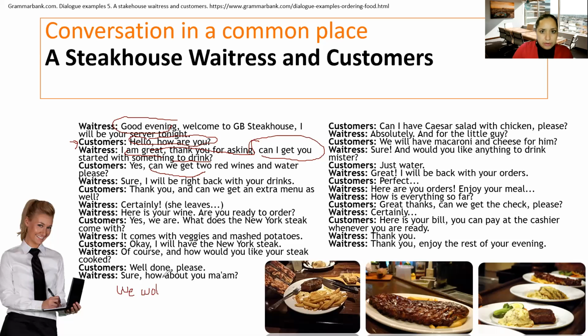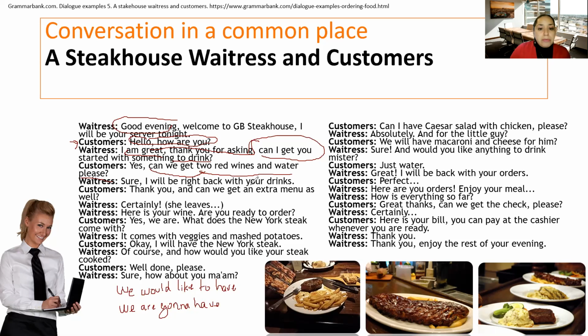Oops, I wrote it mistakenly. We would like to have, and then you can mention 2 red wines and water, please. You can also say, we are going to have 2 red wines and water, please. There are different ways to say the same thing, but it's usually like that. Can we get, or we will have, we're going to have.